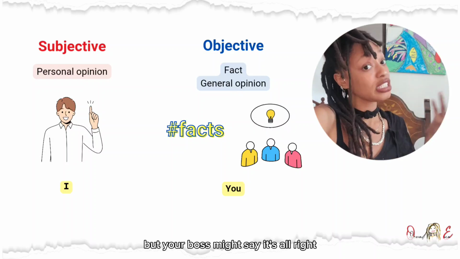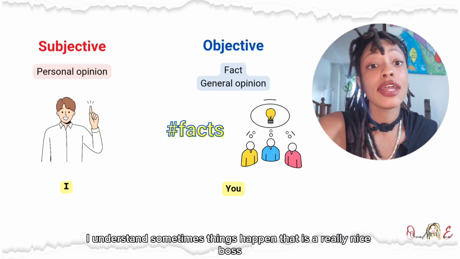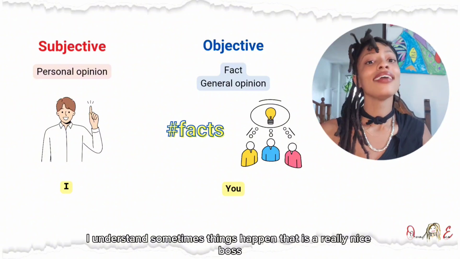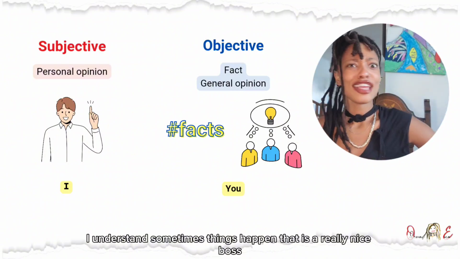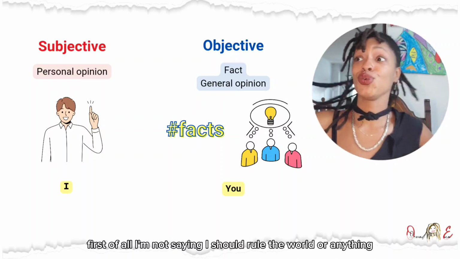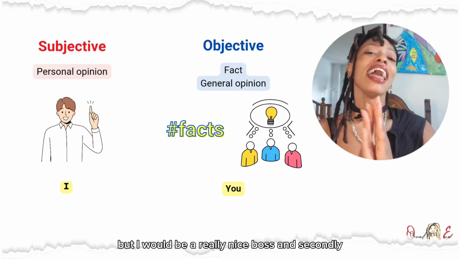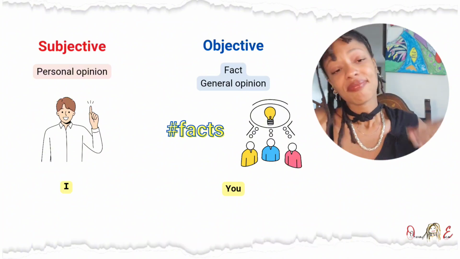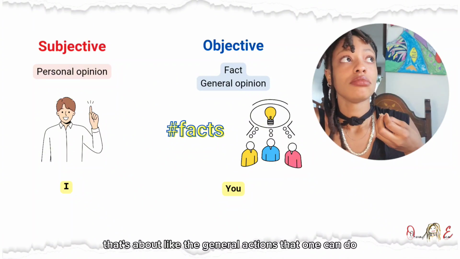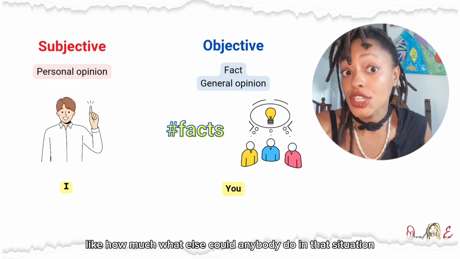Your boss might say, it's all right. What can you do? Get here when you can. I understand. Sometimes things happen. That is a really nice boss. First of all, I'm not saying I should rule the world or anything, but I would be a really nice boss. And secondly, that's about like the general actions that one can do. Like what else could anybody do in that situation?